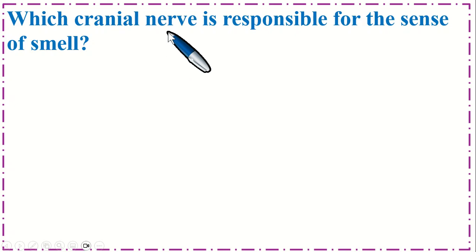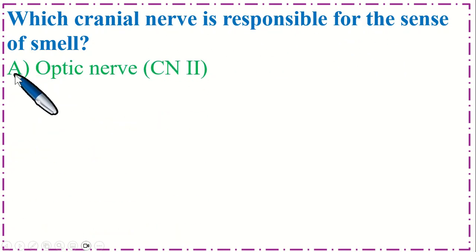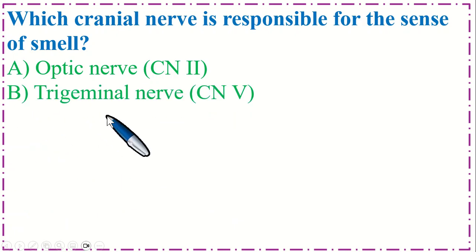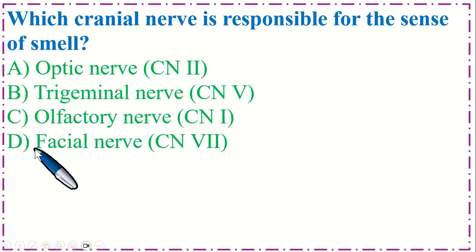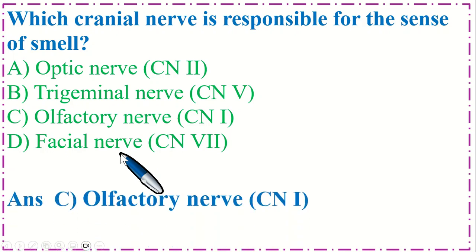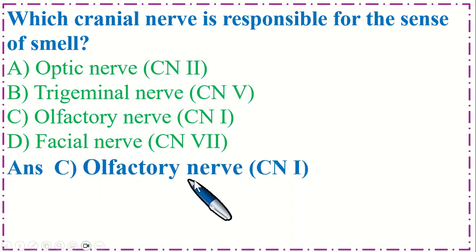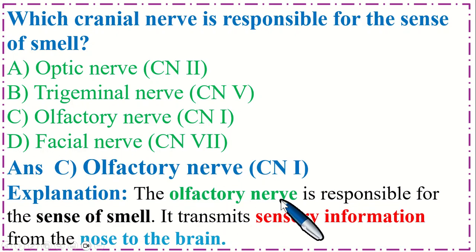Which cranial nerve is responsible for the sense of smell? Option A, optic nerve. B, trigeminal nerve. C, olfactory nerve. And option D, facial nerve. So the correct option is C, olfactory nerve. The olfactory nerve is responsible for the sense of smell. It transmits sensory information from the nose to the brain.